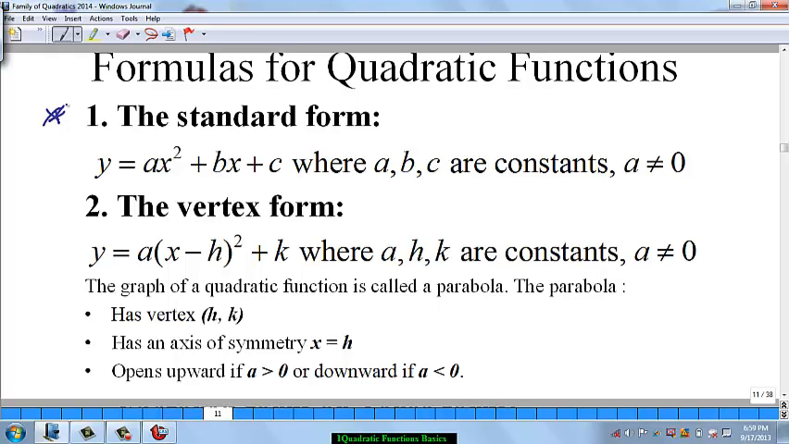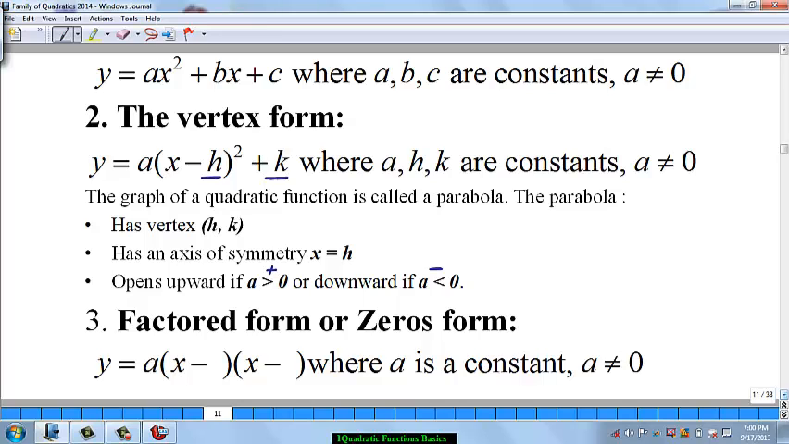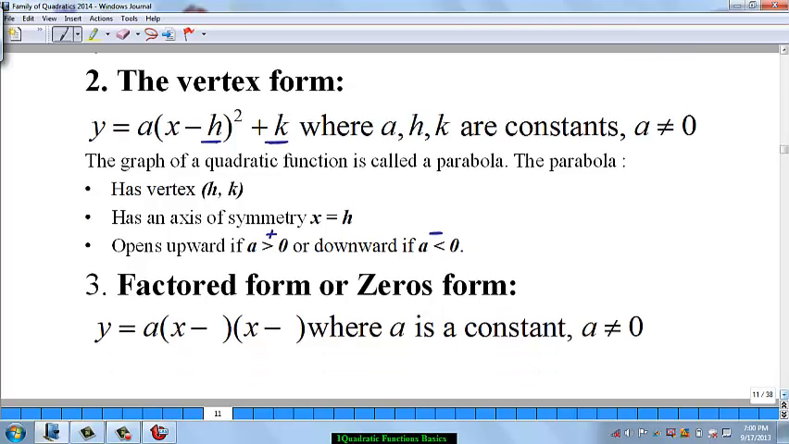The vertex form is a new form, a different form. This is the way to write the quadratic, and you can look at this by looking at the vertex. So right here, by really looking at it, you can say, wow, right there is my vertex or my turning point. It has an axis of symmetry at x equals h, and of course it opens upwards if a is bigger than 0 or positive, and downwards if a is negative. And the third form is called the factored form or zeros form, where you can write it like this, and these two parentheses tell us what our roots or our zeros are.